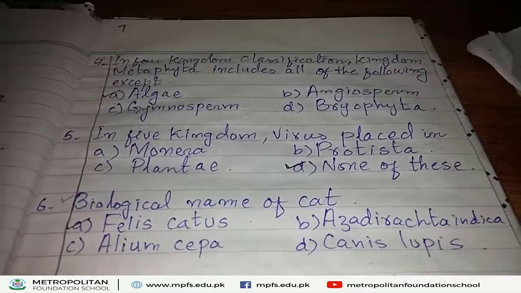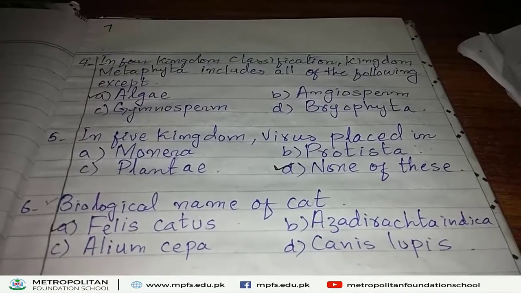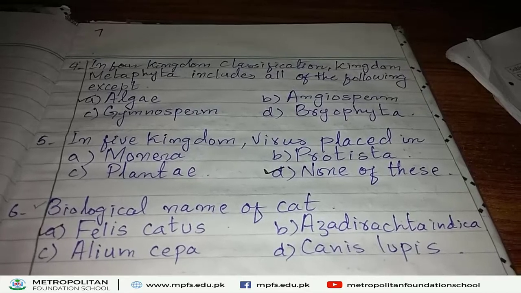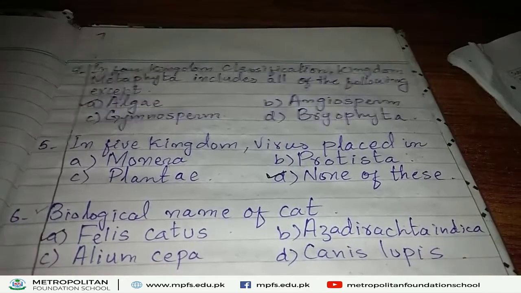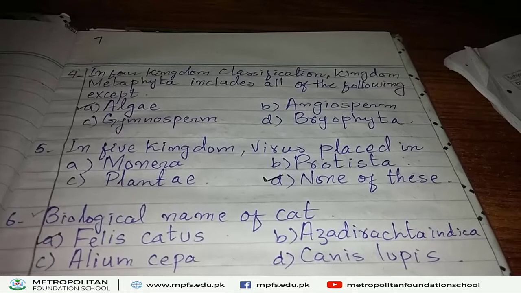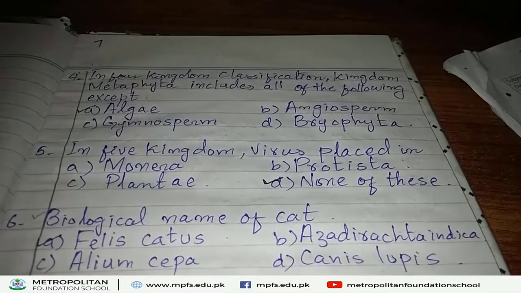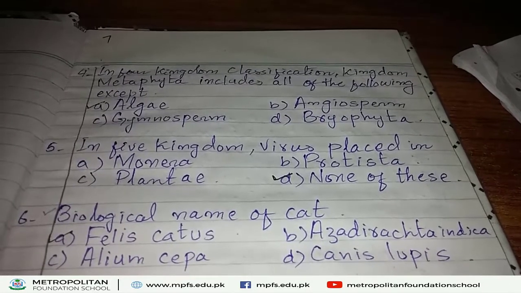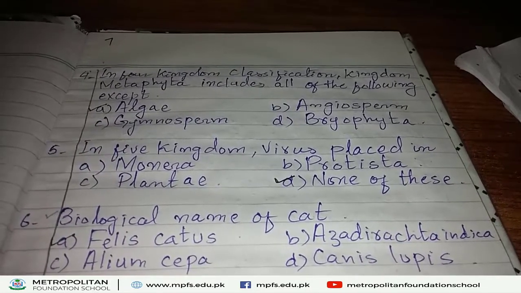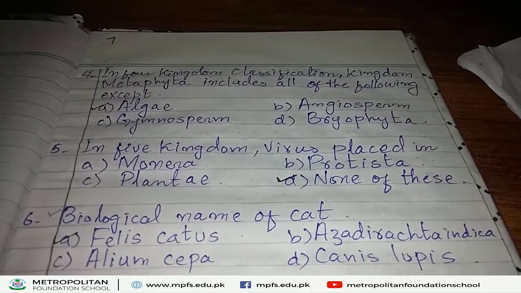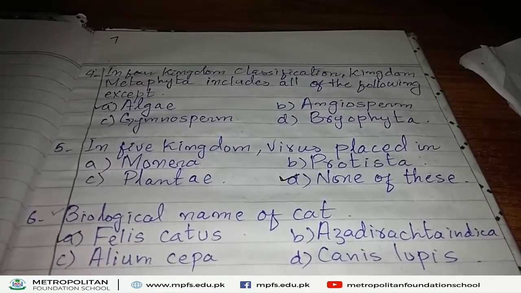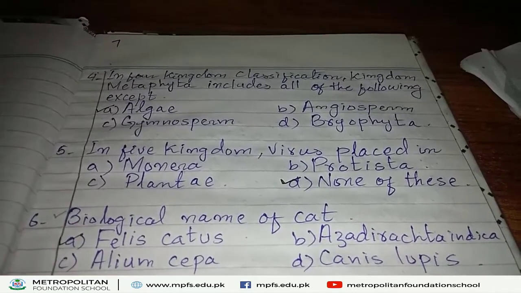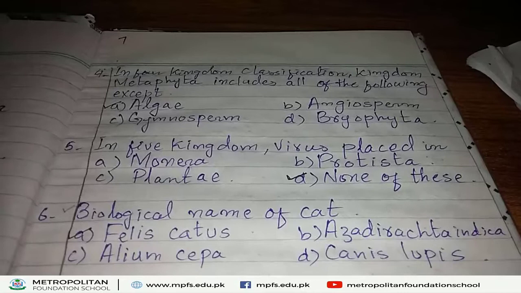Next, biological name of cat. Option A, Felis catus. Option B, Azadirachta indica. Option C, Allium cepa. And option D, Canis lupus. So the correct option is option A, that is Felis catus. Felis catus is the biological name of cat. I hope, students, you remember it.